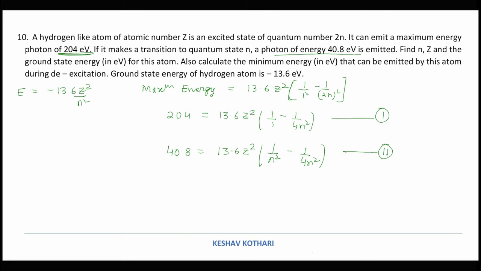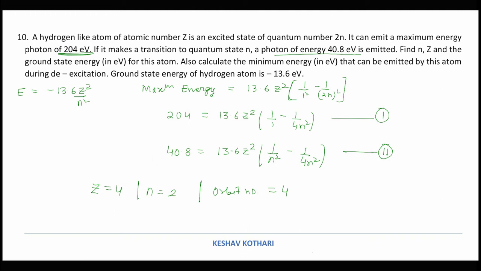Now, if we solve these two expressions for Z and n, first of all, we can divide the expressions and solve for n. Then after obtaining the value of n, we can put the value of n and solve for Z. So we obtain the value of Z as 4 by solving this equation, and the value of n is obtained as 2. So the orbit number which the question is talking about is 2n, so we write it as 4. So the orbit number is equal to 4.